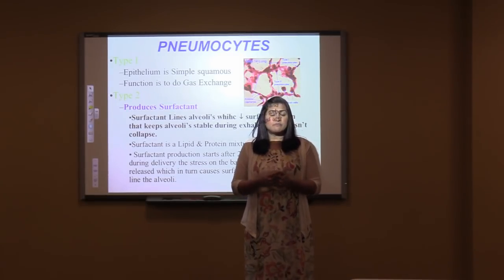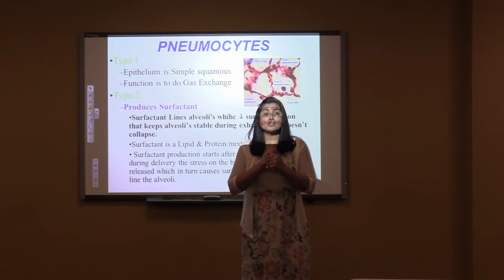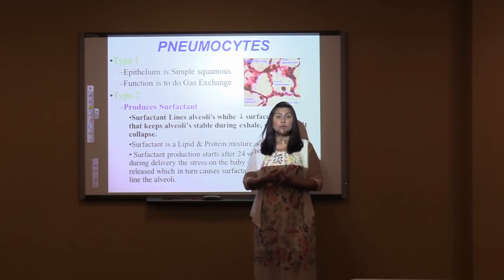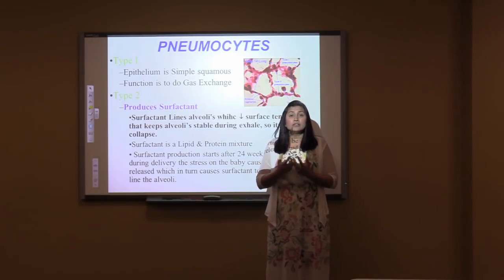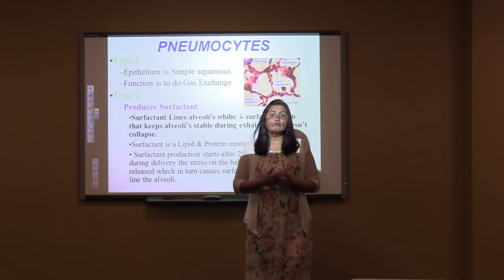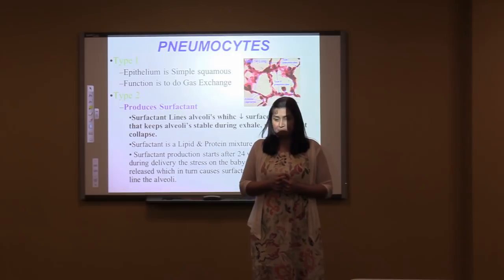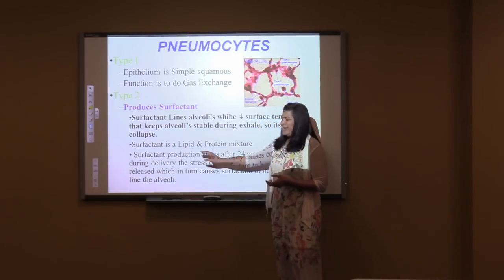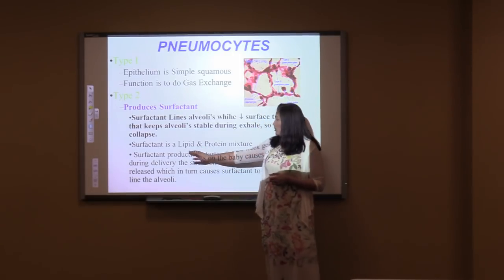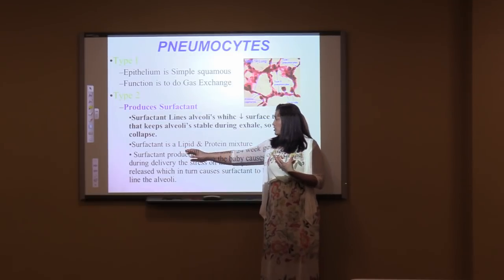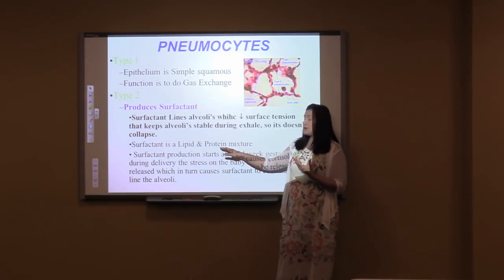Now, what is the importance of surfactant? The function of surfactant is to decrease the surface tension. Therefore, during exhale, our lungs do not collapse. Now, what is surfactant? What is it made up of? So it's basically a fluid which is composed of lipid and protein.